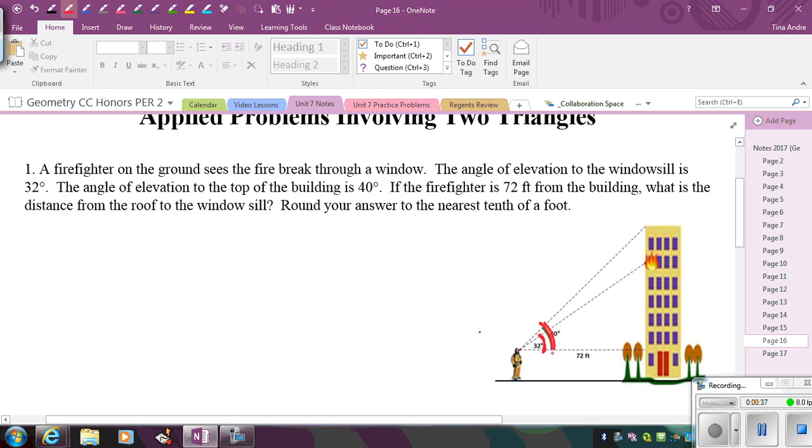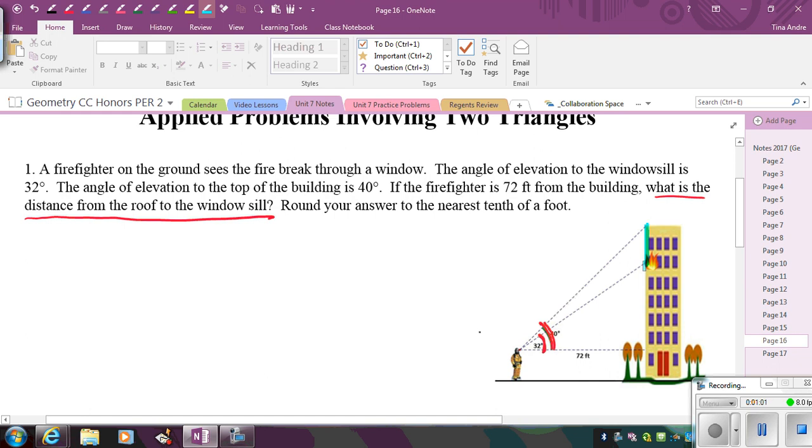So that larger angle is 40. The firefighter is 72 feet from the building. What is the distance from the roof to the windowsill? So what we're trying to find is this distance right here. We're trying to go from the roof to this windowsill. Now, if you look at that, that side is a side of this triangle right here, which is an obtuse triangle. It is not a side of a right triangle.